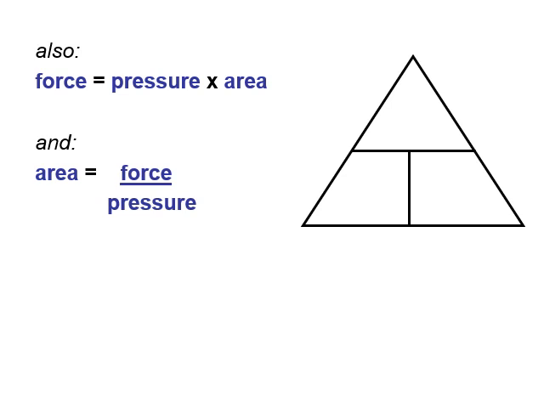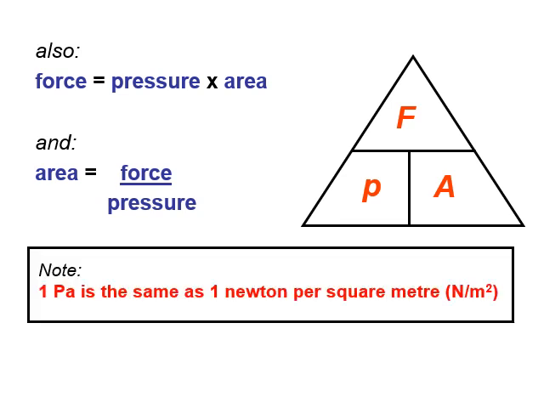Okay, and we can of course use an equation triangle for that, with force at the apex and pressure and area at the bottom. You'll have to note, of course, that 1 pascal is the same as saying 1 newton per square meter, or newtons per meter squared.